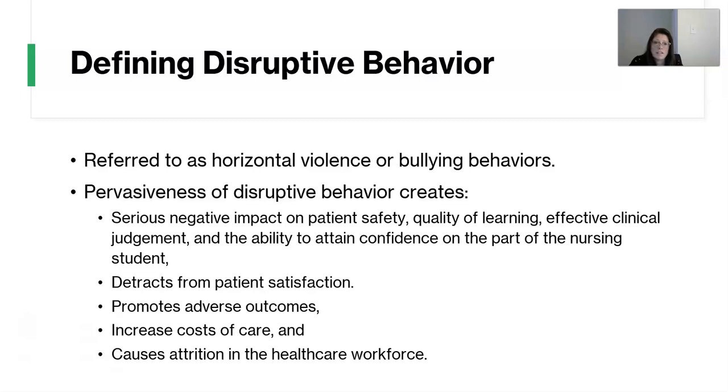Horizontal violence is a set of behaviors that potentiate impairment of one's ability to critically think or to safely perform in the role as a nurse and inevitably as the student while serving to undermine patient confidence. The literature suggests that horizontal violence creates a serious negative impact on patient safety, quality of learning, effective clinical judgment, and the ability to attain confidence on the part of the nursing student.